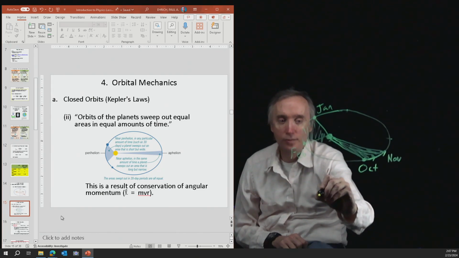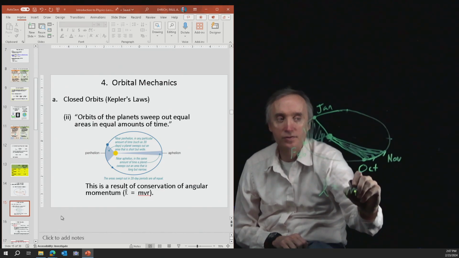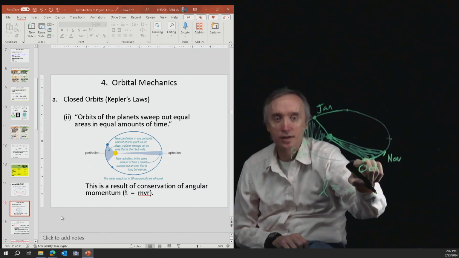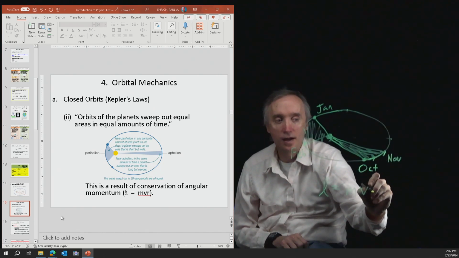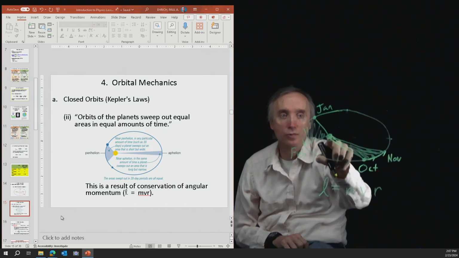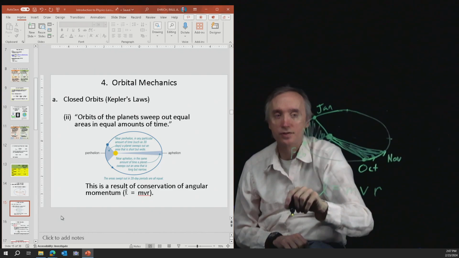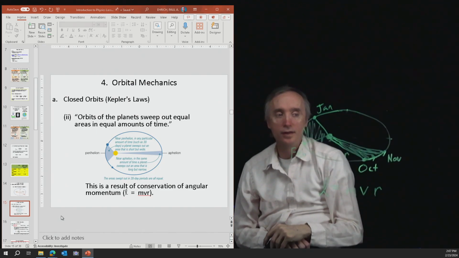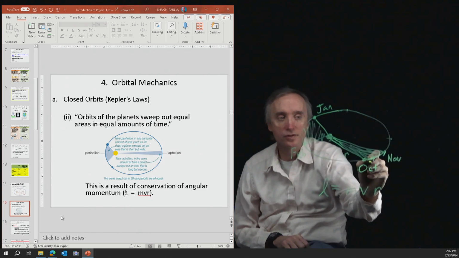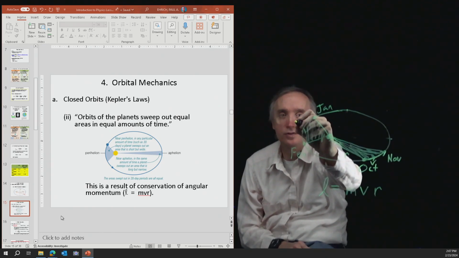Angular momentum is L, and it's equal to the mass of the planet times the speed of the planet times r, where r is the distance that the planet is from the star. So this would represent r, and v would be whatever speed it has over here, and when it's over here, it would have a different speed.